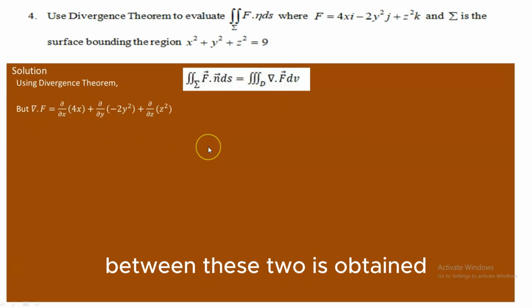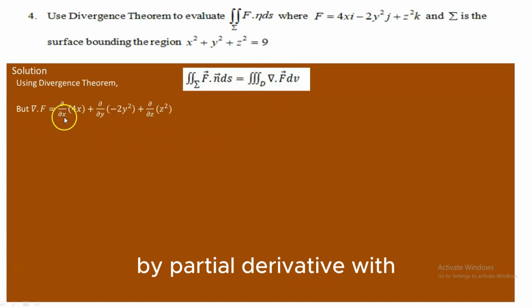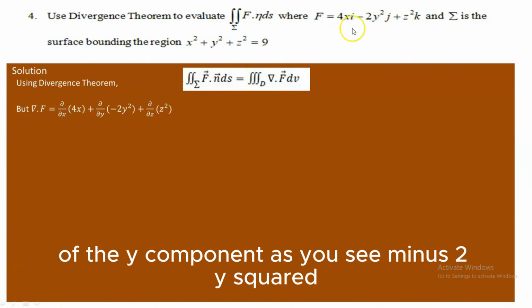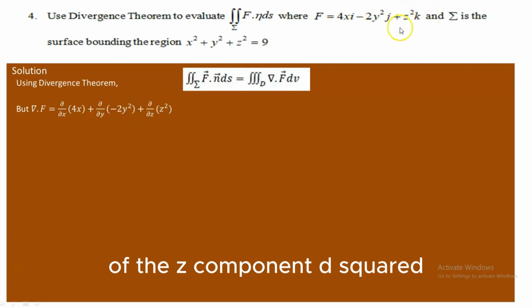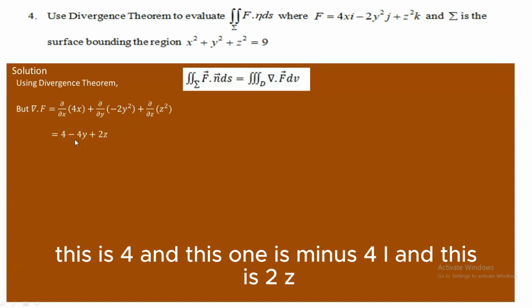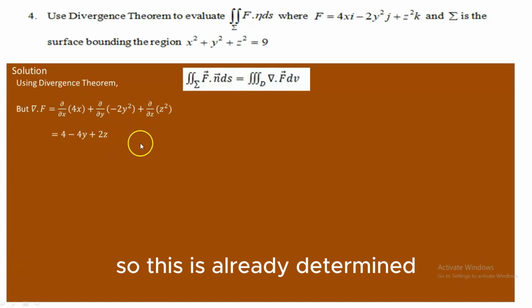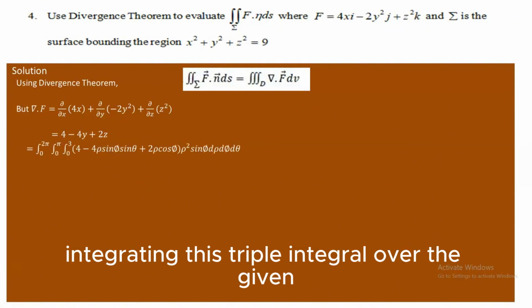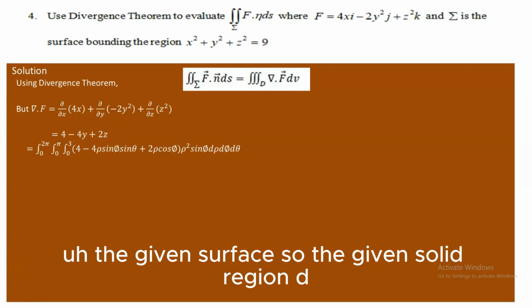So the dot product between these two is obtained by partial derivative with respect to x of the i component, x, partial derivative with respect to y of the y component, minus 2y squared, and partial derivative with respect to z of the z component, z squared. So the partial derivative of this is 4, and this one is minus 4y, and this is 2z. So this is already determined. Now it comes to integrating this triple integral over the given solid region D.